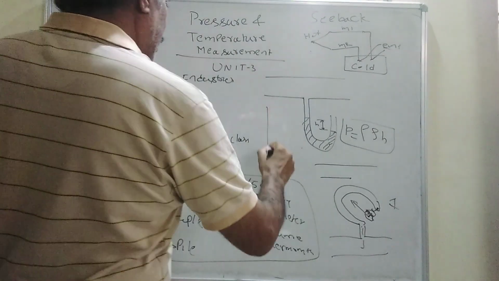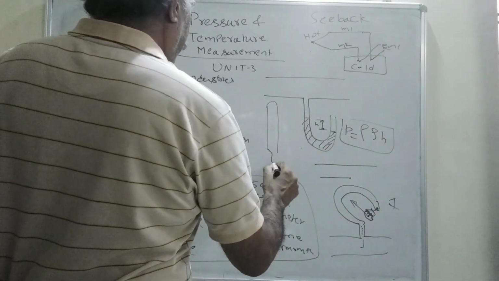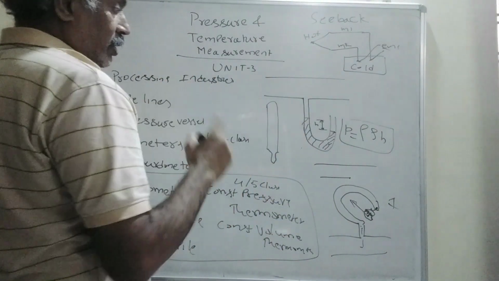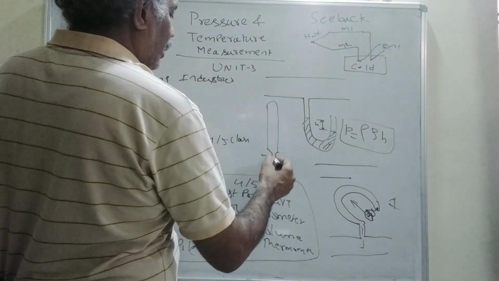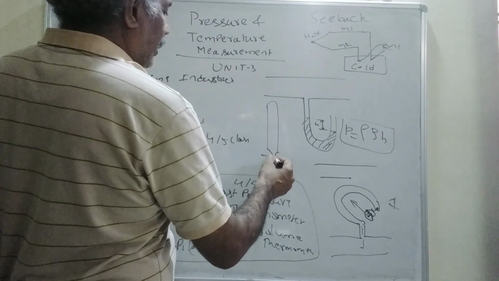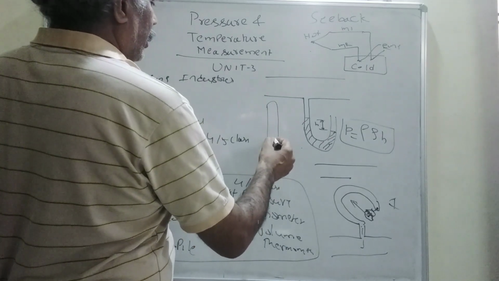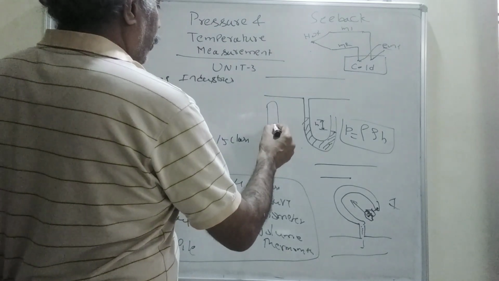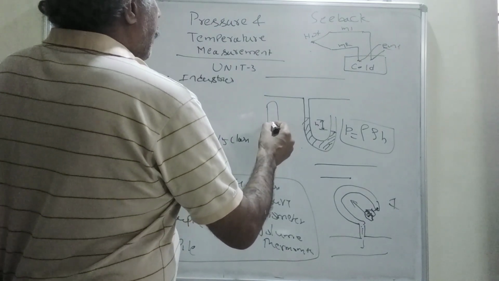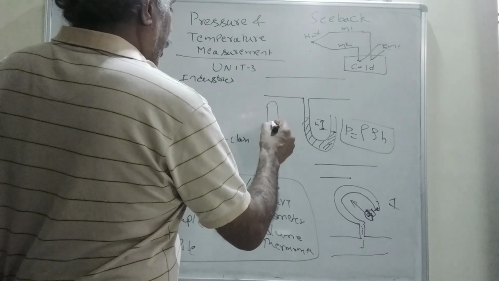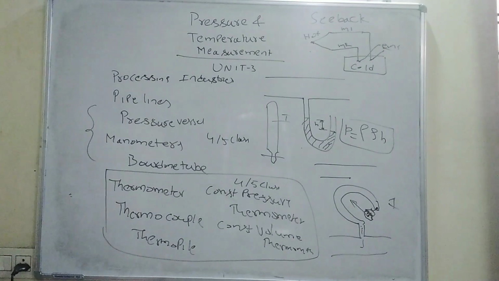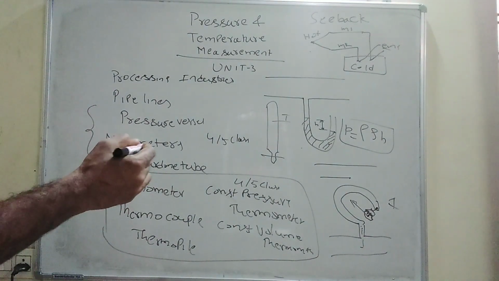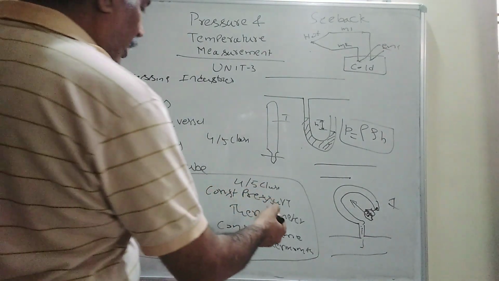So depending upon the EMF, we are going to determine the temperature of the medium. A normal thermometer is a glass thermometer in which you will be having mercury, and when it senses the temperature at the sensing element, the liquid expands, and the mercury level will indicate the temperature. So there are thermocouples and there are also gas thermometers.